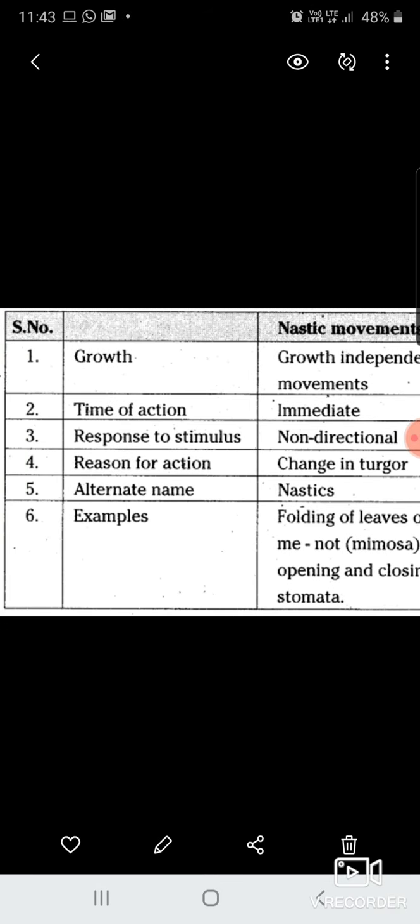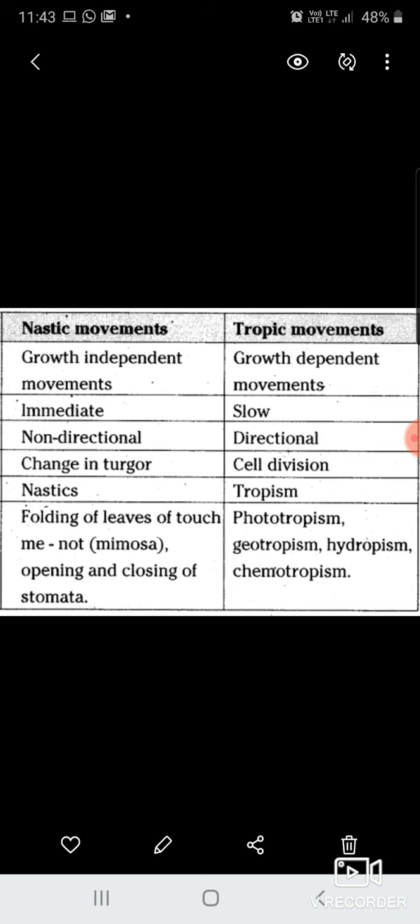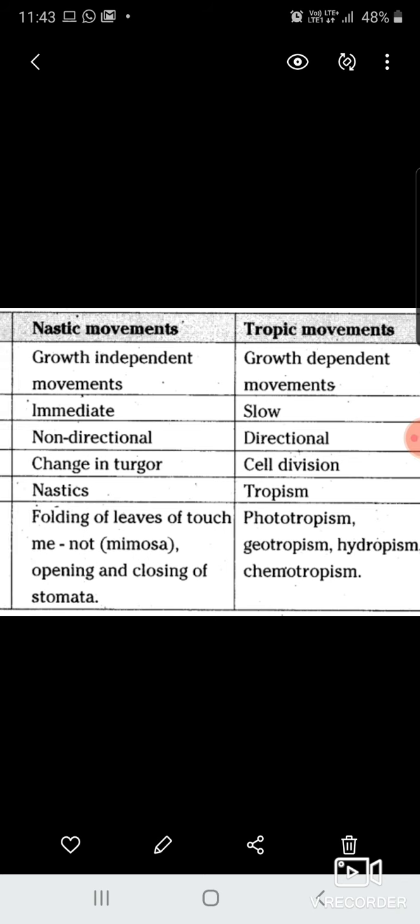Now, the time of action. The nastic movements are immediate. As soon as you touch the Mimosa pudica plant, its leaves will droop immediately. So these responses are very fast. The nastic responses are very fast and immediate. However, tropic movements are slow. For the plant to bend towards the light, it will take time, and it is a slow process.